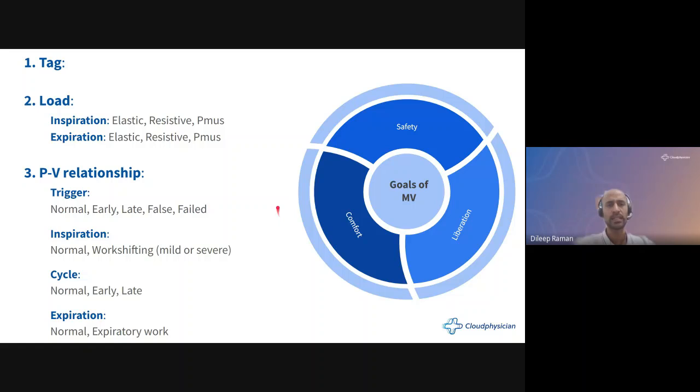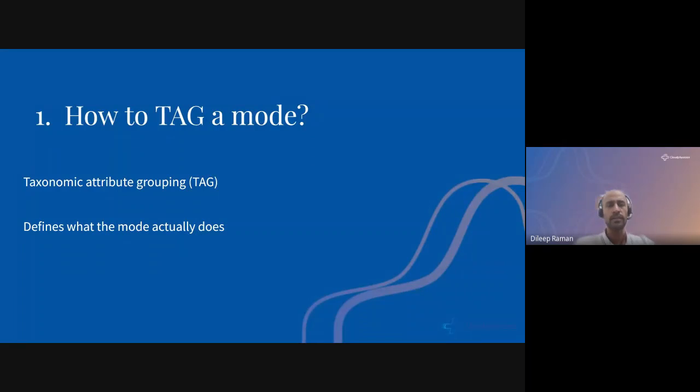So these are the steps that we do, and then we come to this circle on the right hand side, which is: what is the goal of mechanical ventilation? Is it safety? Like in ARDS, we are trying to limit the tidal volume. Is it comfort? Like for example, in COPD patients, they're struggling a lot. They're not yet ready to be extubated, but they're struggling. So you focus on comfort there. Or is it liberation? When the patient is recovering from the underlying illness, you want to plan on extubation, so you decide on a mode that makes that easier. So that is the typical format.